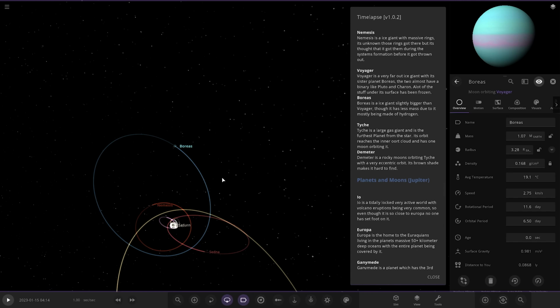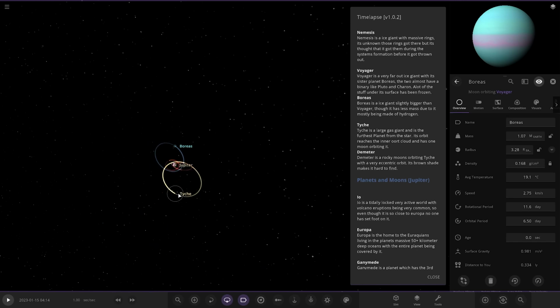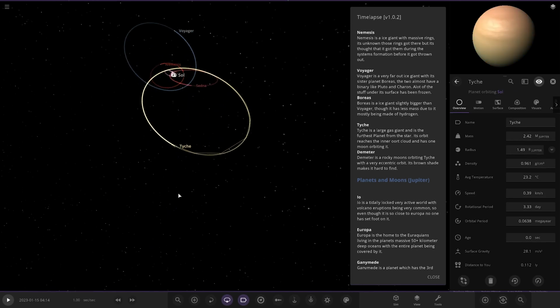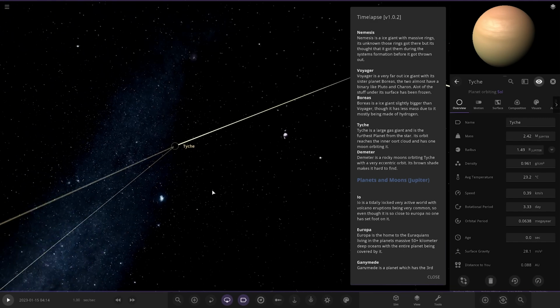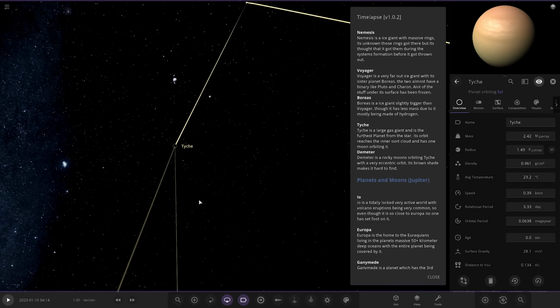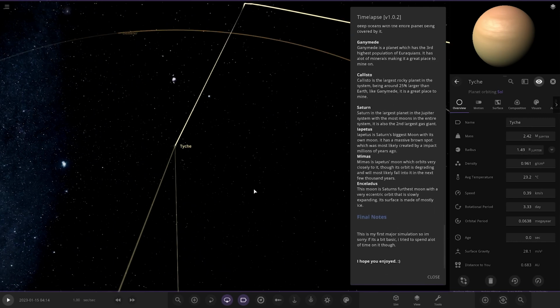Okay. So we're even further out, we got a world called Teach. Large ice giant is the first planet from the star. So it has a lot of gas objects in this version of the solar system. Interesting. And then planets and moons, Jupiter, we've read all that. And then final notes. This is my first major simulation, so I'm sorry if it's a bit basic.